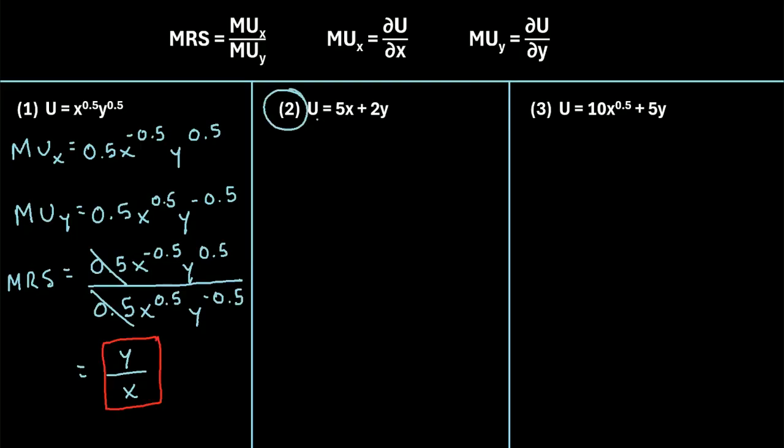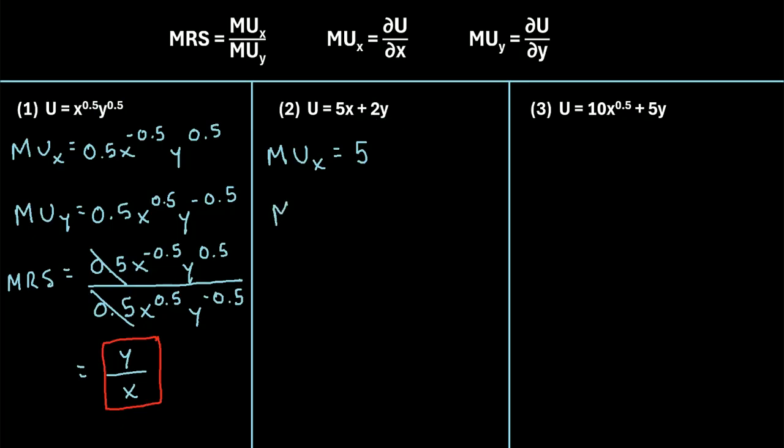We're given the utility function u is equal to 5x plus 2y. Again, let's start out by calculating the marginal utility of x. That's simply the derivative of this function with respect to x, which in this case would just be 5. The derivative of 5x is just 5, the coefficient out front. And because we're taking the derivative with respect to x, we can just drop the y entirely. In the previous example, we didn't drop the y because it was being multiplied by the x. But in this case, when we're adding the y, we're able to just drop it entirely.